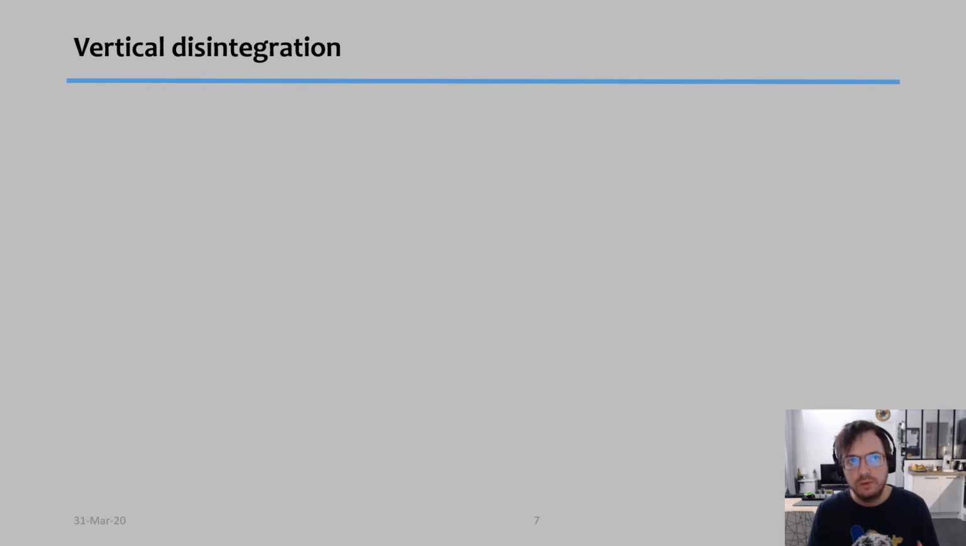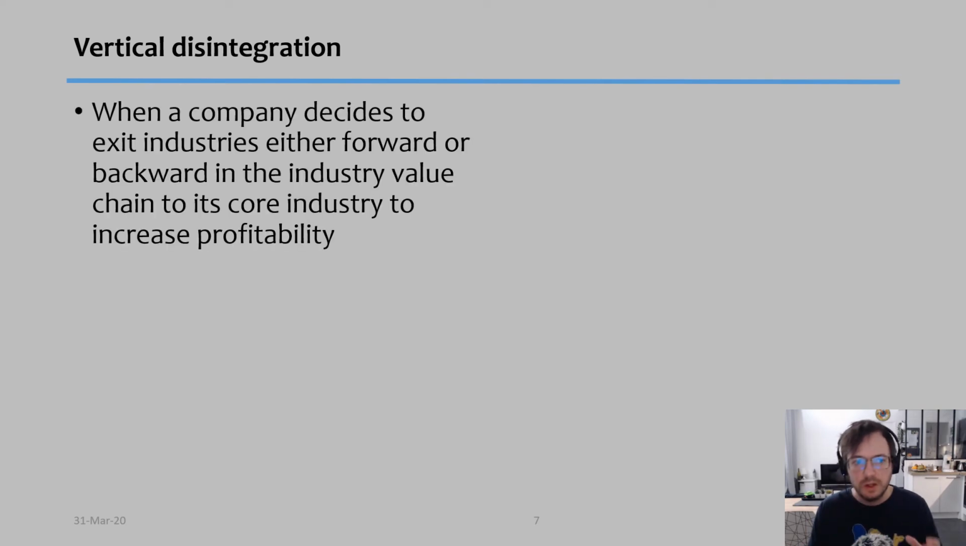And finally, to finish, is the concept of vertical disintegration. Now, vertical integration is expanding operations. Vertical disintegration is the opposite. And many companies have done this at a very successful level. Why would they do it? Well, first of all, vertical disintegration is when a company decides to exit certain industries, either forward or backwards in the industry value chain, in order to focus on what their core business is.